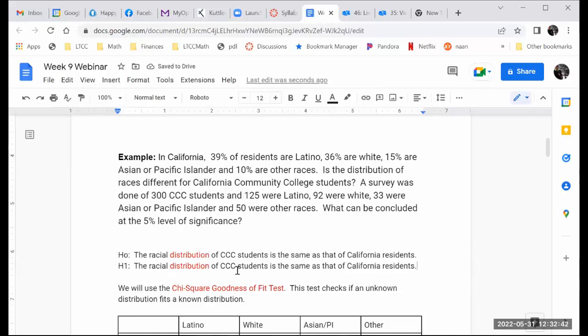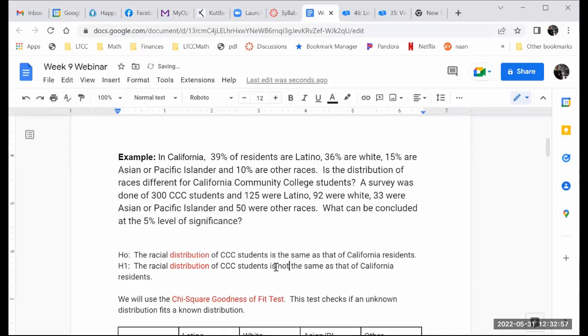But I've got to change something. What do you think? I'm going to add one word. Is different. Not. I could do that, but that's actually more work typing wise. I'm going to add a 3-letter word: not. Yep, is not the same. Different is fine, but then you have to erase is the same and turn it into different. You could do that too, but not is a whole lot easier. Don't you agree? So H1 is the racial distribution of California community college students is not the same as California residents. Any questions on H0 and H1?